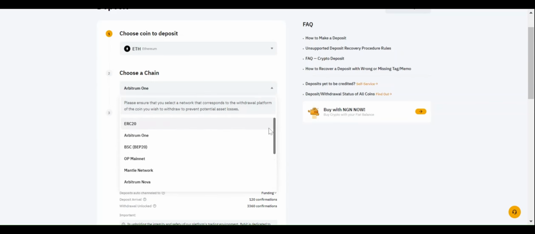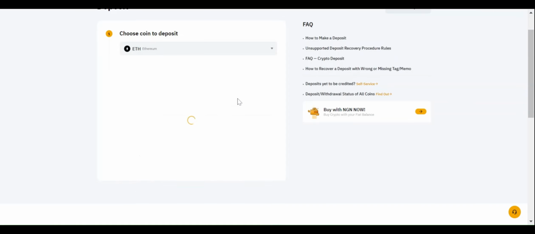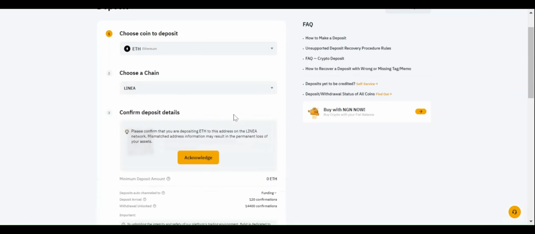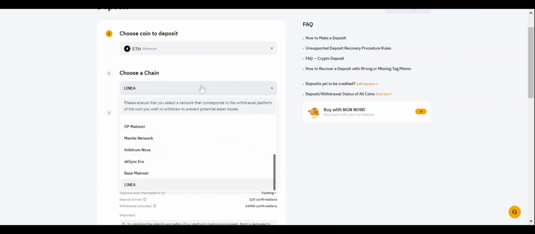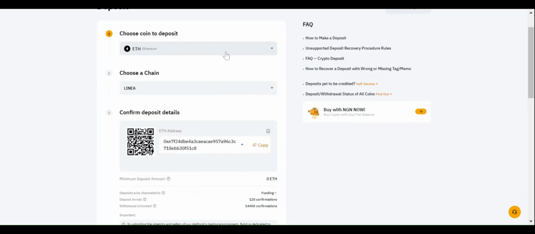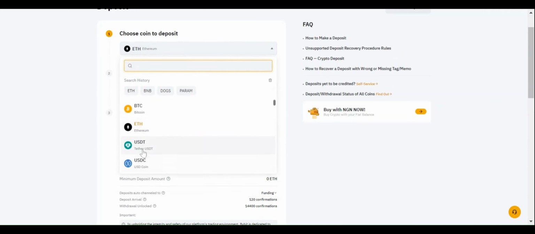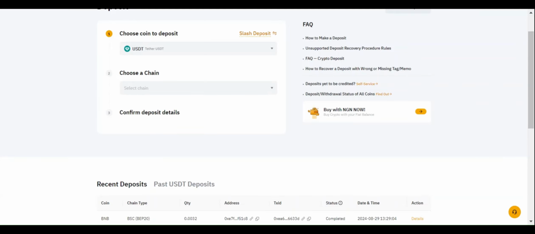Okay, all of these use similar address formats, right? All of these use similar address formats. So I think that's why the address looks like that. But I want to really show you the difference, so let's use USDT and then you would see the difference.